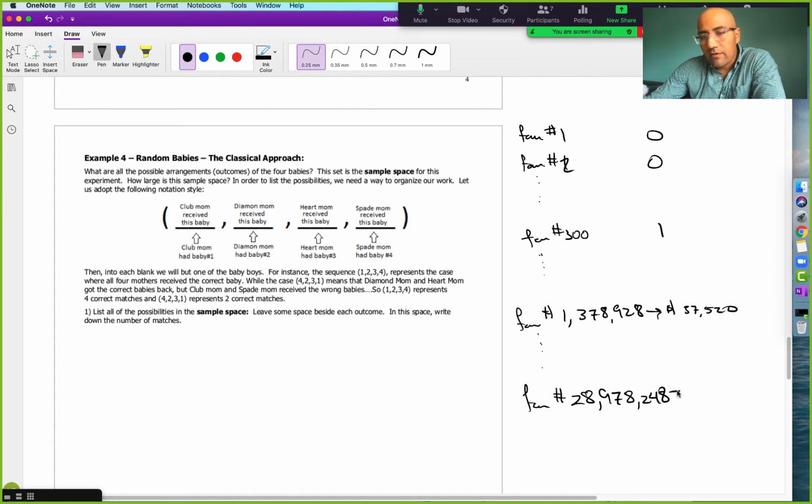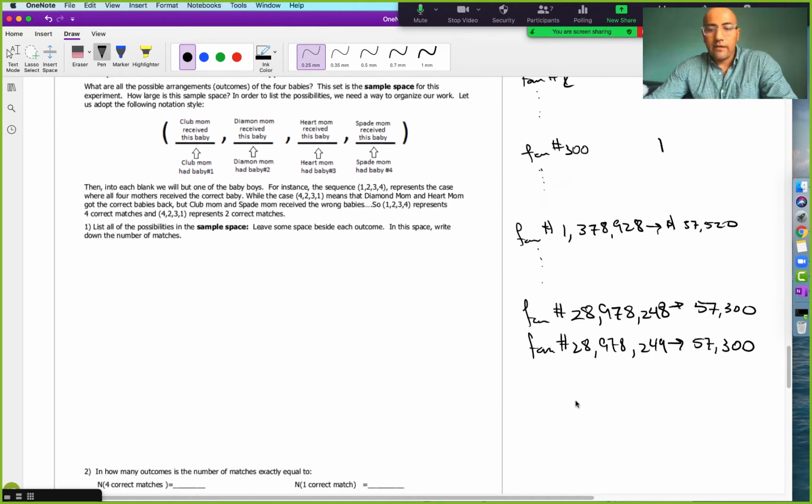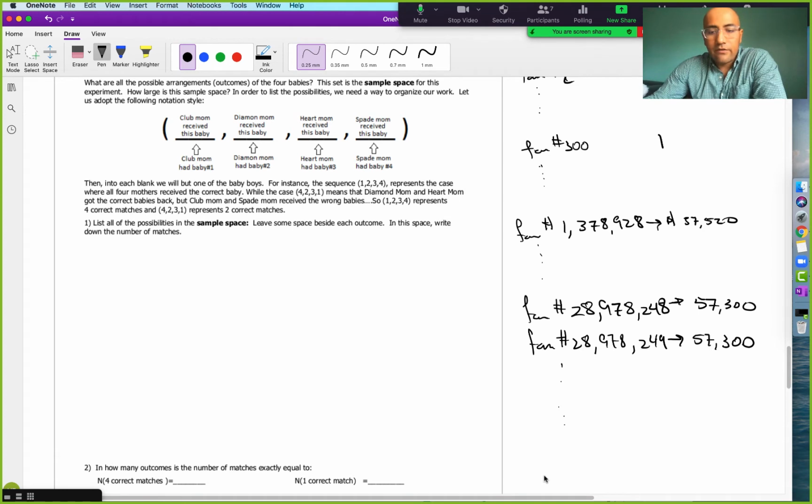And somewhere down the line, we're going to get to a point where they say about 57,300. Good. There might be more than one family that has that number, right? Family number 28,978,249 also listed $57,300 as their income for the year, right? And then, of course, we keep going down there, and near the very top, there's the uber wealthy, right? Some really, really rich family.